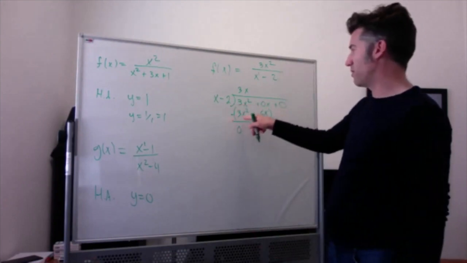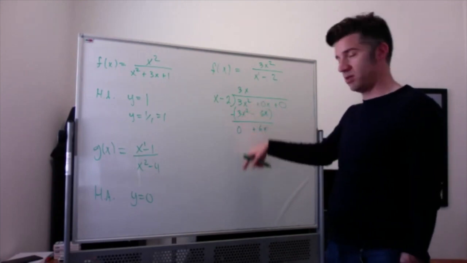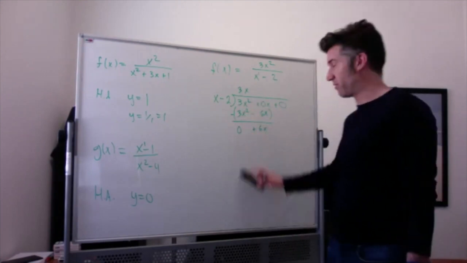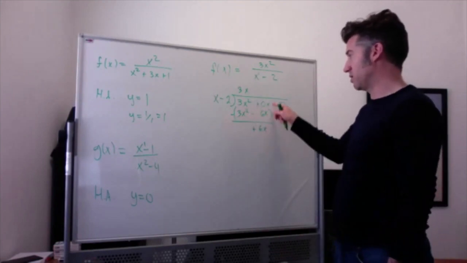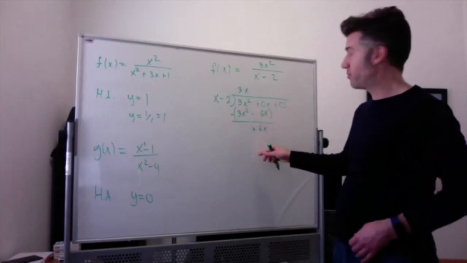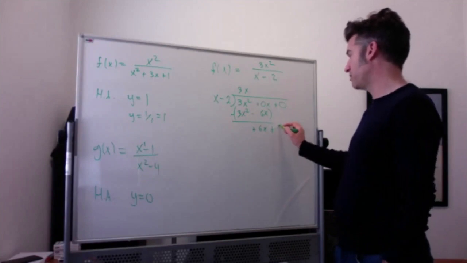It's minus 3x squared minus 6x. So 3x squared minus 3x squared is 0. 0x squared, but I'm not going to write that. And 0x minus 6x is 0x plus 6x, which is plus 6x. Bring down the next term, even if it's a 0.